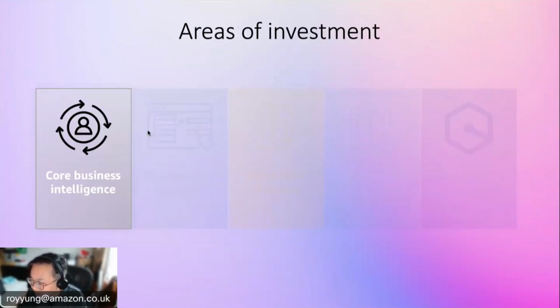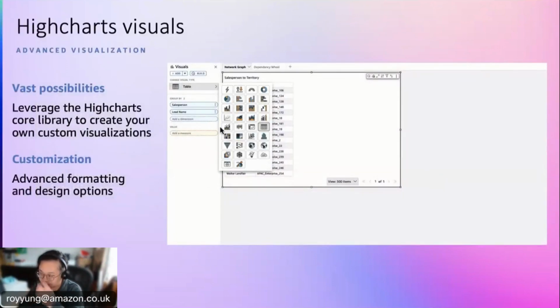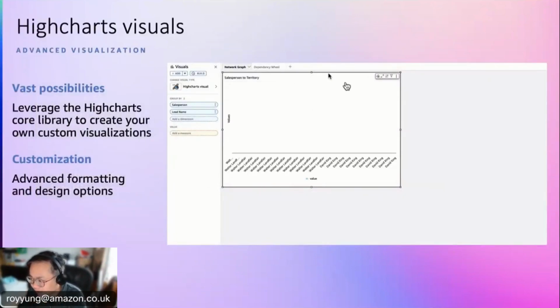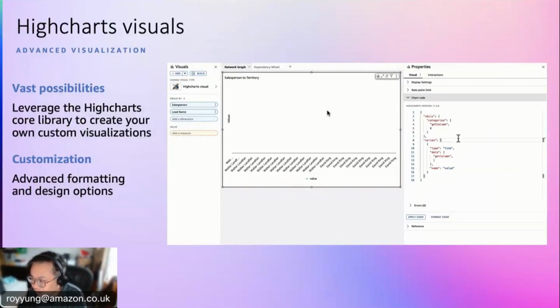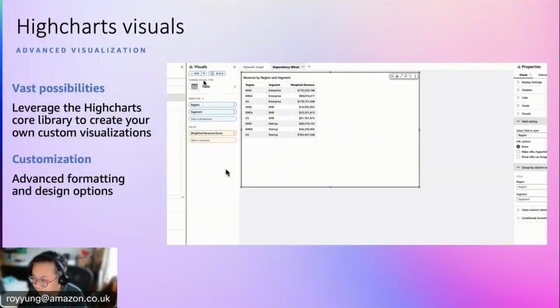So the first one is the core BI capability. When we say core BI capability, this is one of the key updates, like this visual. In QuickSight, you can choose the visuals like the bar chart, pie chart, table. We have more than 30 different visual types in there already for you to select.